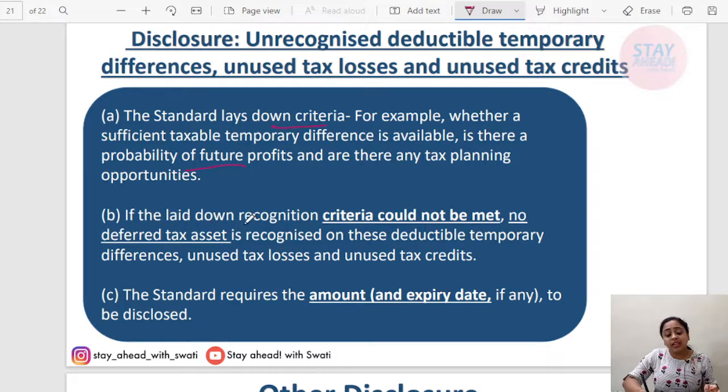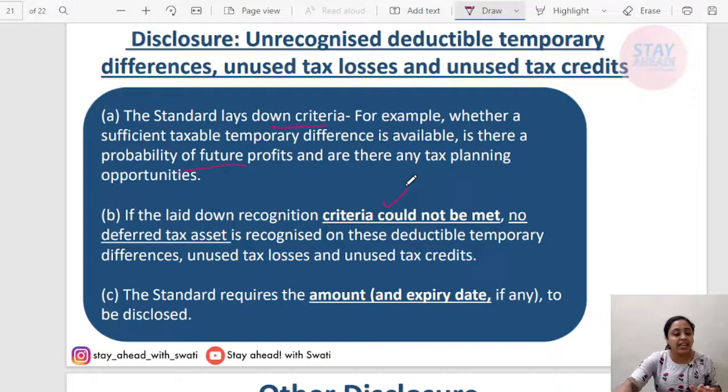If the laid down recognition criteria could not be met, then reversal needs to be made. No DTA is recognized on these deductible temporary differences, unused tax losses and unused tax credits. If the criteria are not met, either you will not record it, or if recorded and subsequently the criteria are not being met, then you need to reverse the same amount that you have recorded previously.